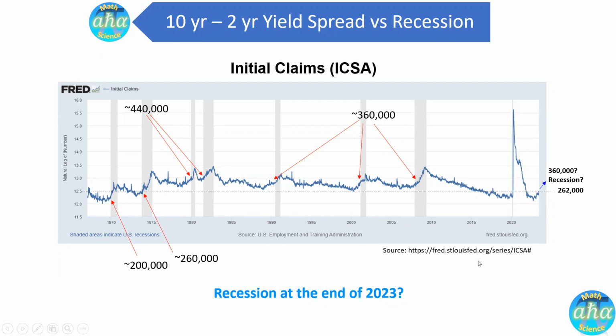This is really interesting because both the yield curve and this initial claims data corroborate with each other, telling us more or less the same thing.